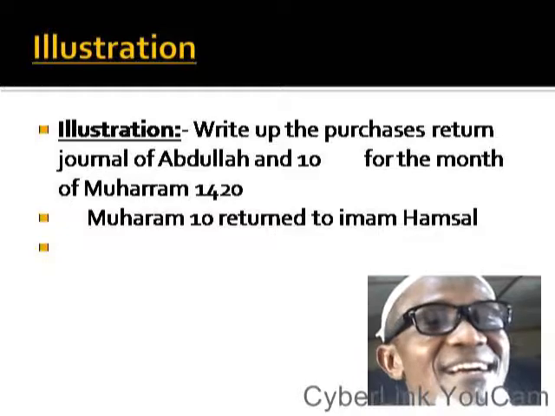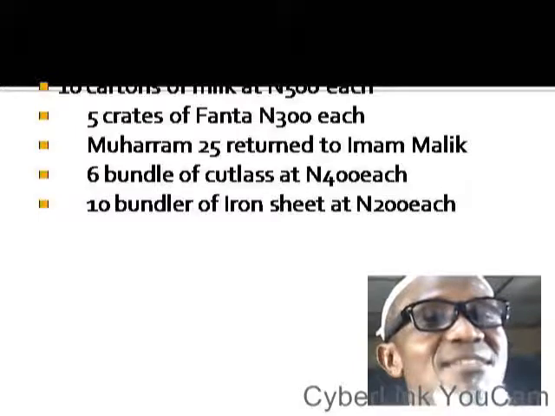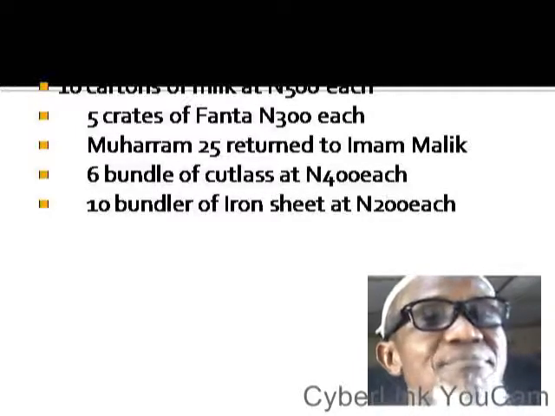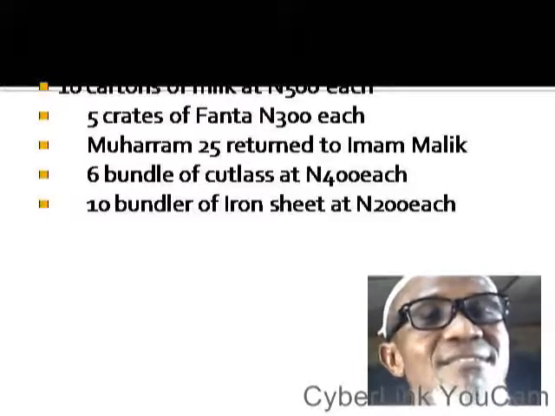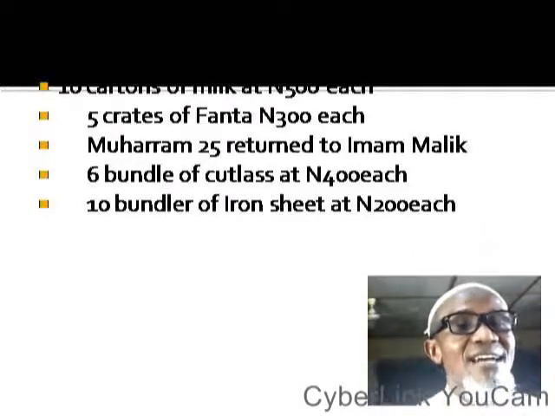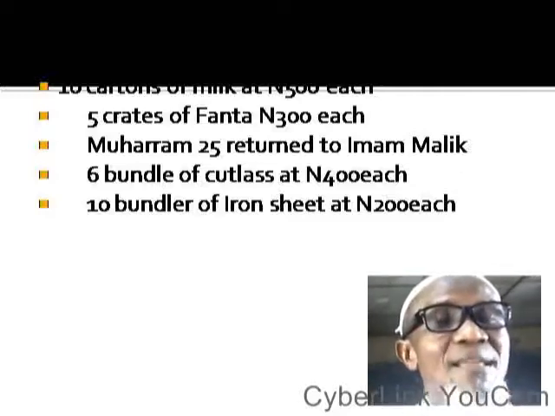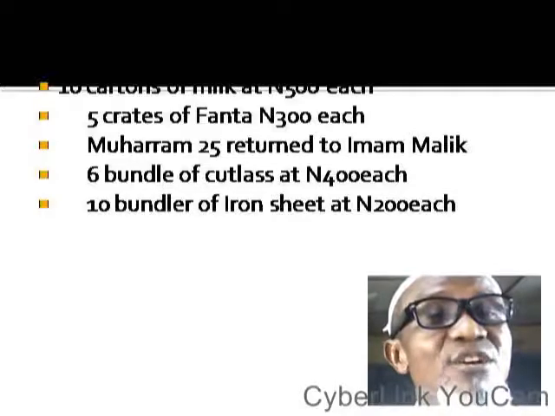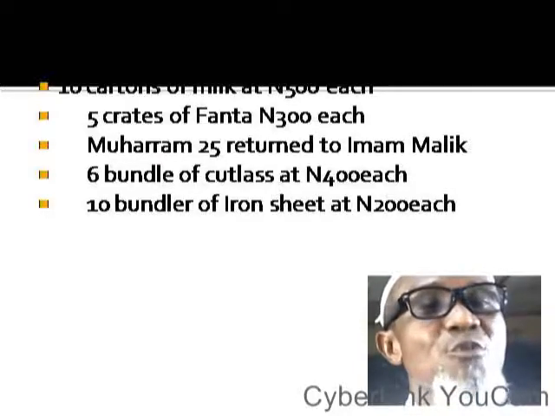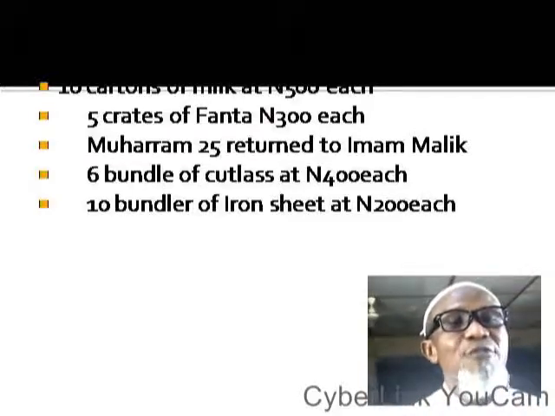Imam Amsa has returned crates of Fanta, which cost 300 naira each. He returned 5 crates at 300 naira. As I told you last lesson, you just multiply that 5 by 300, so it will now give you 1,500 naira.